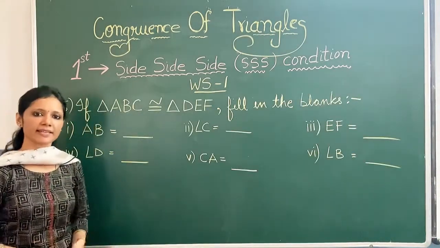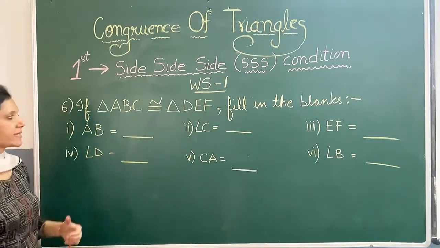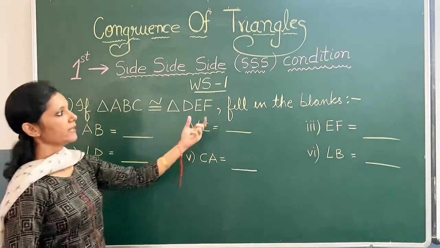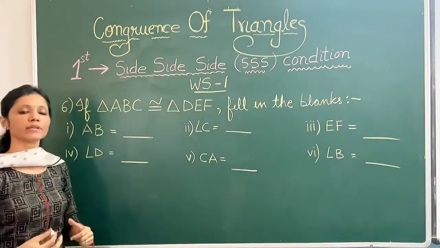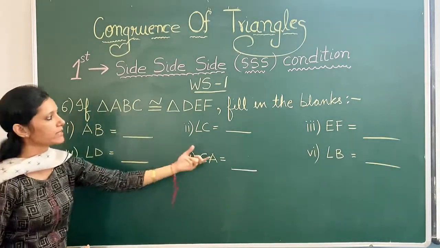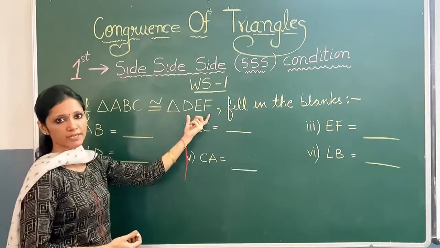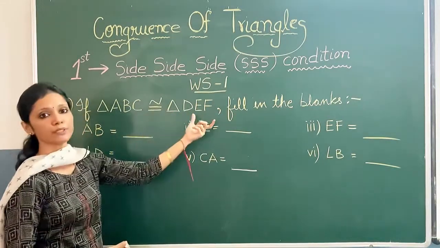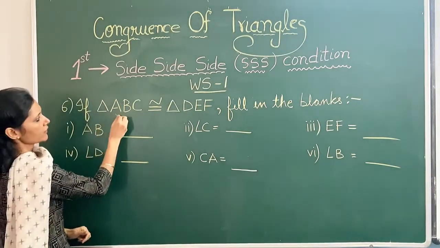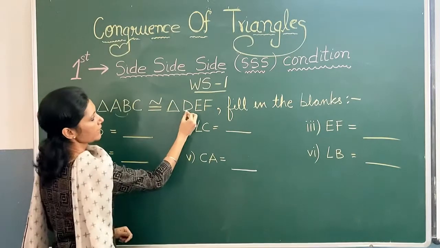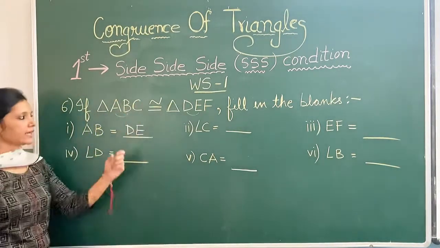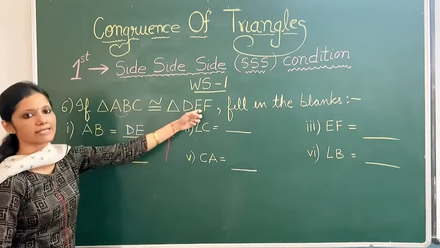Coming to the sixth and the last question of worksheet 1. The question says, if triangle ABC is congruent to triangle DEF, fill in the blanks. Now in this question, no diagram is given to us. So that means we have to look for the corresponding equal side from the name of the triangles. We will judge the sides from the name of the triangle. So now first side is AB. Now look here, AB is the first and the second alphabet. So here also we will take the first and the second alphabet. So the corresponding equal side of the other triangle would be DE. You cannot write it as ED.